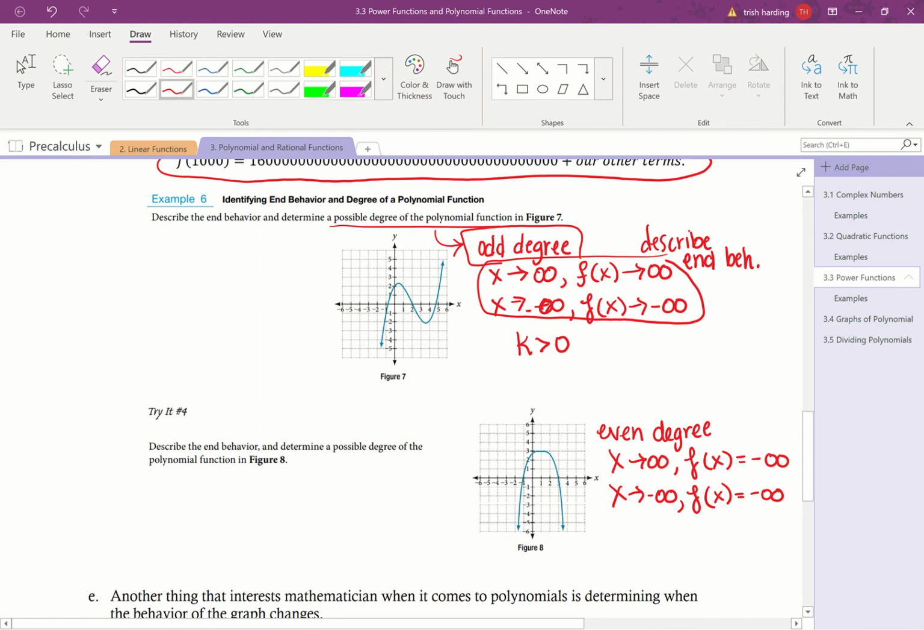So notice that this does not look like a standard x squared. This looks like a negative x squared because it is flipped. So I know our k is going to be less than 0. So once again, my end behavior was described using this. And my possible degree, it's okay if you just say even.